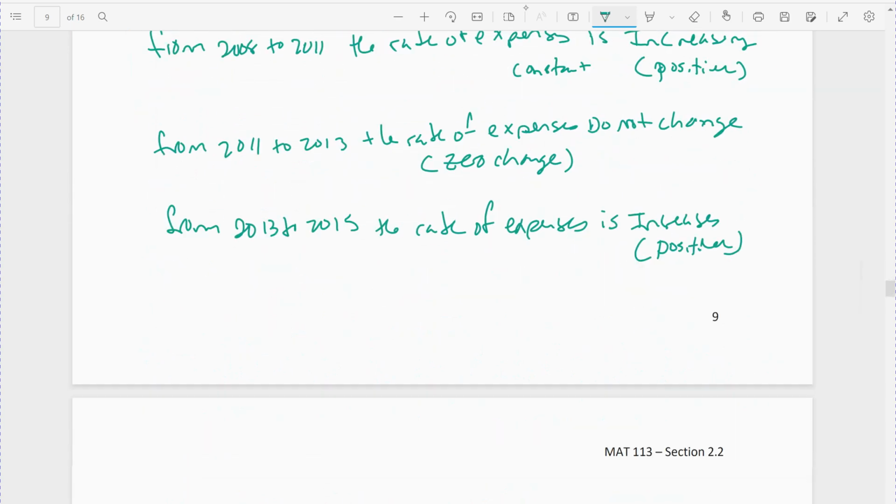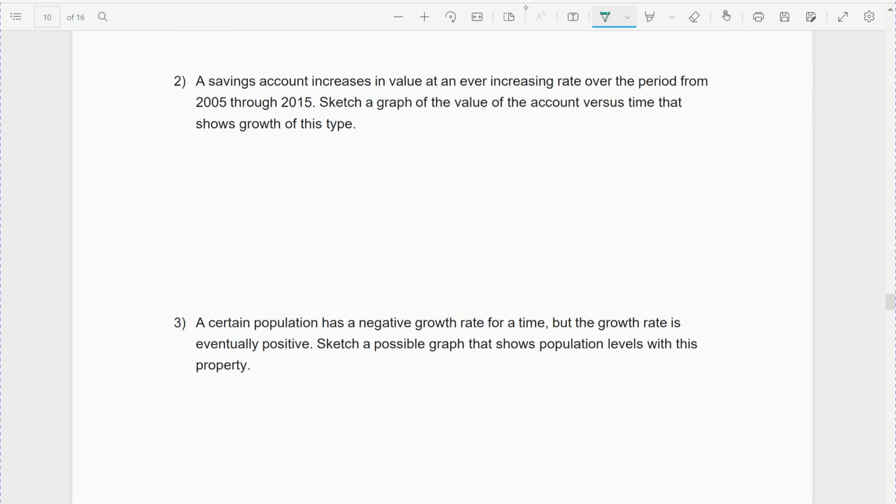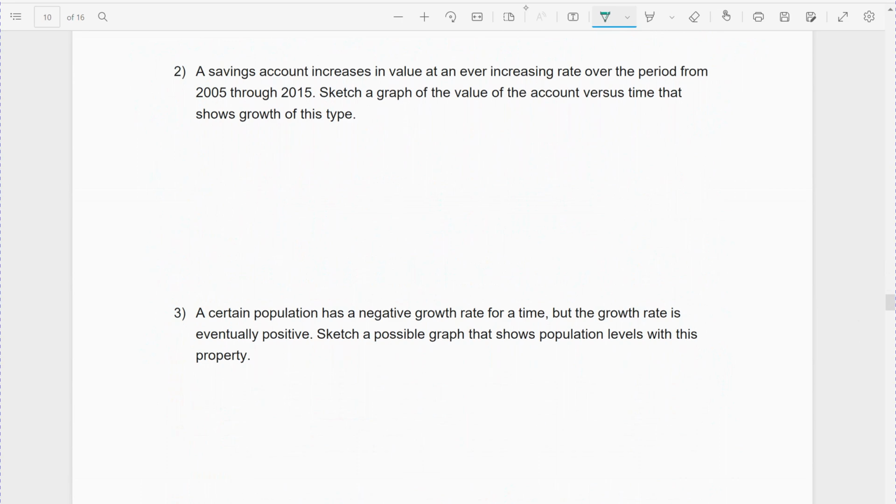All right, the next example is we're going to create simple graphs based on some information provided in an application. So suppose we have a savings account. A savings account increases in value at ever increasing rates over the period 2005 to 2015. So sketch a simple graph.